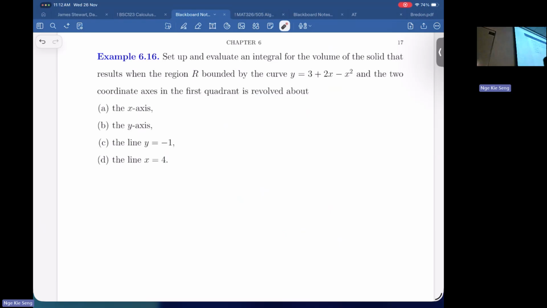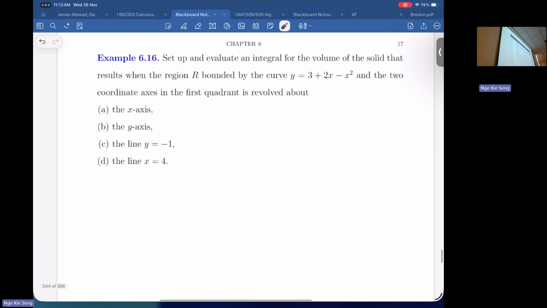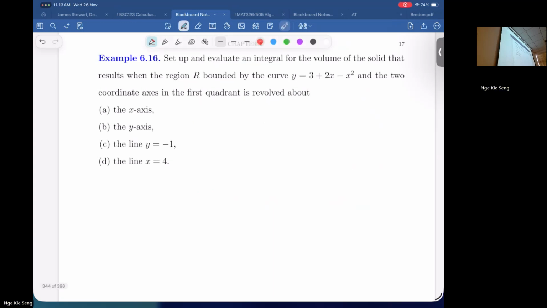So to do this quickly, we need to get the shape out first. Set up the integral of the volume of the solid that results when the region bounded by the curve 3 plus 2x minus x squared and the two coordinate axes in the first quadrant, so the y-axis and x-axis, is revolved about a different line. This is a very important part: the same region, but revolving about a different line.